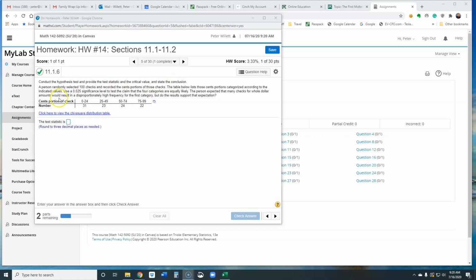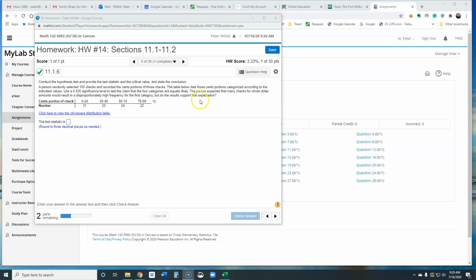the conclusion. The problem says that a person randomly selected 100 checks and recorded the cents portions of those checks, meaning dollars and cents. The table below lists those cents portions categorized according to the indicated values. Use a 0.025 significance level to test the claim that the 4 categories are equally likely. The person expected that many checks for whole dollar amounts would result in a disproportionately high frequency for the first category, which apparently is 0 to 24 cents as the cents value on the checks.